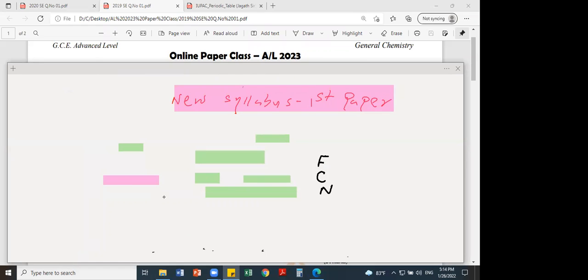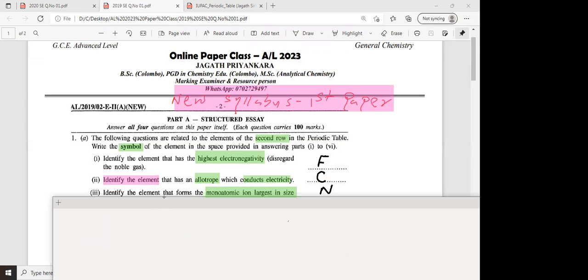What are you writing now? Anion is larger than cation. Anion is larger than atom. Atom is larger than cation.